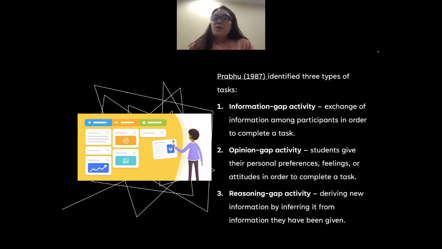Then Prabhu, one of the people who established this approach, in 1987 identified three types of tasks. The first one is information gap activity, where there is an exchange of information among participants in order to complete the task. Then opinion gap activity. Students give their personal preferences, ideas, opinions, feelings, or attitudes in order to complete the task. It can be in a debate, for example. Then reasoning gap activity, deriving new information by inferring it from information they have been given, using your critical thinking skills.